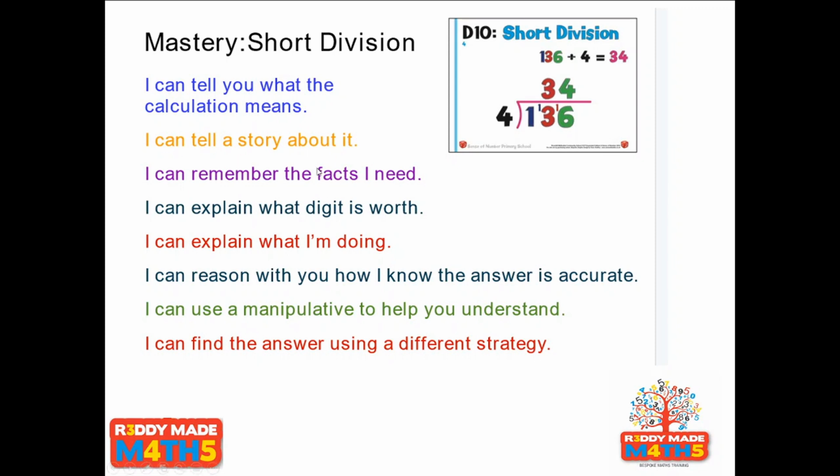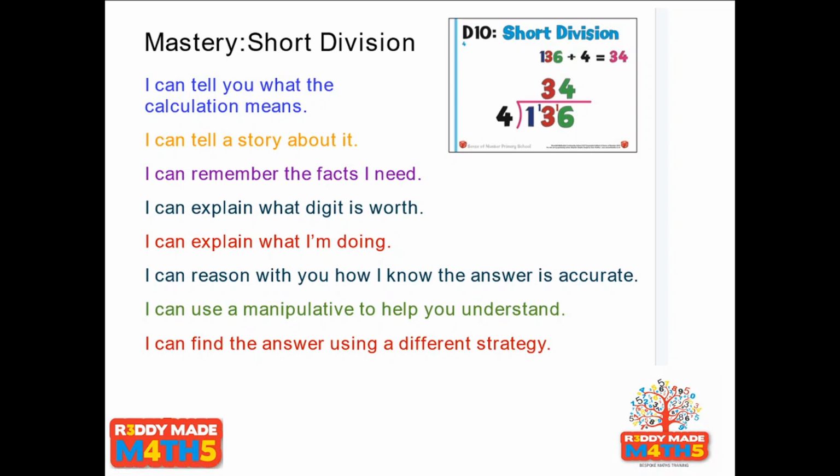So I bring in the multiplication. Can I explain each of these digits and what they're actually worth and link them back to the division? Most importantly, can I actually explain what I'm doing when I'm following this calculation? Can I use what each digit is worth? Can I use a manipulative and can I use all of that to help me explain what this calculation really means? Then I can reason how I know the answer is accurate. So what can I do at the end in order to prove that I know the answer is the correct one? And something that we could use in a follow-up video, can I also find the answer using a different strategy?